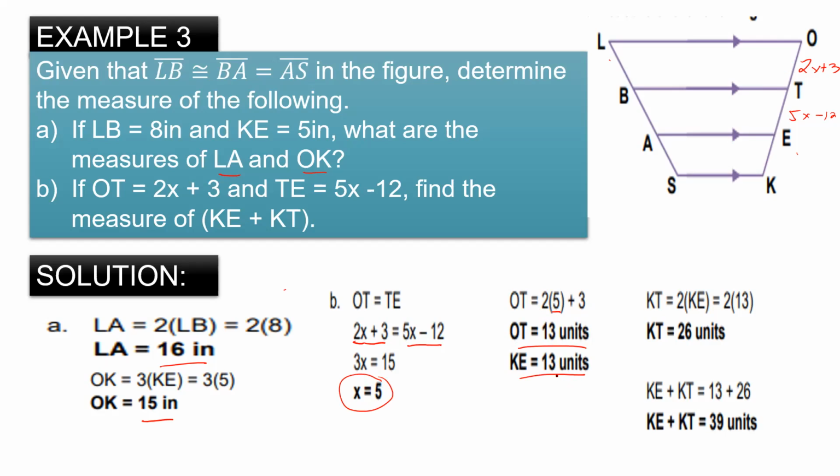And to get the measurement of KT, since KT has two segments, we have 2 times the measurement of KE, which is equal to 2 times 13. So the value of KT is equal to 26 units. So to get the measurement of it, just combine this one. 13 plus 26 is equal to 39 units.